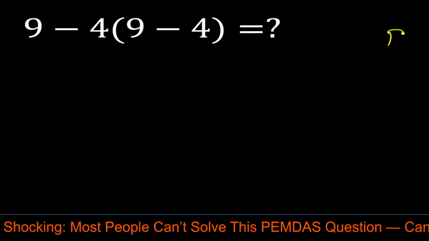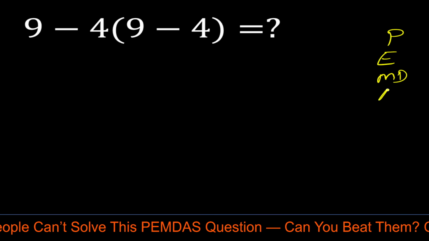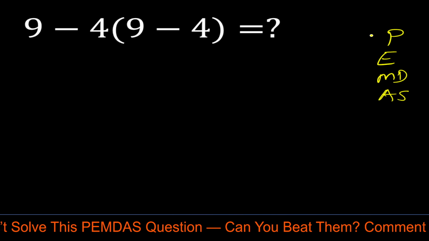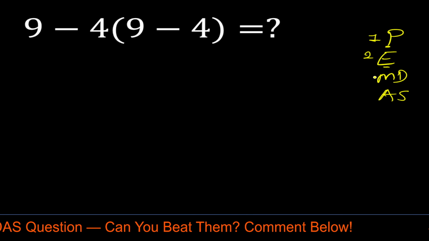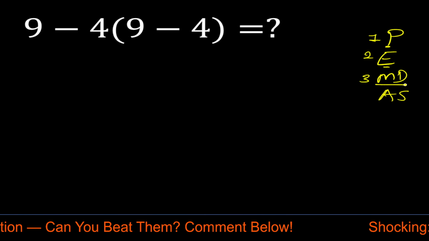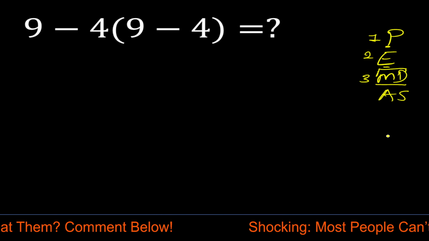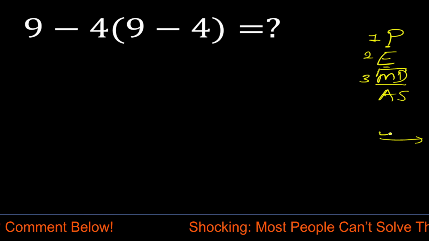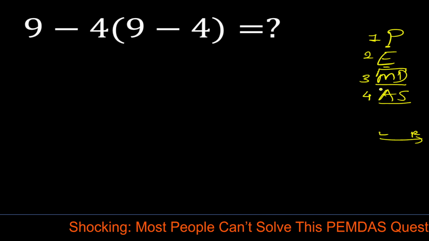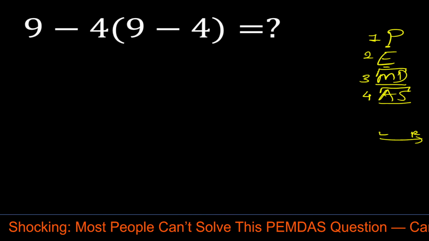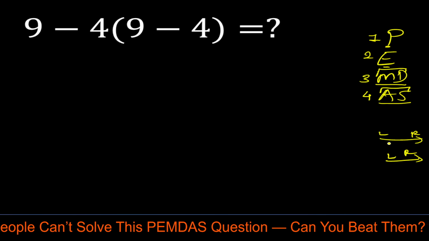So PEMDAS, P E M D A S. According to the PEMDAS rule, first priority is parentheses, then second priority is exponents, then third priority is multiplication and division. Here multiplication and division both have equal priority, so we have to solve it from left to right. Then fourth and last priority is addition and subtraction. Also addition and subtraction both have equal priority, so we have to solve it from left to right.